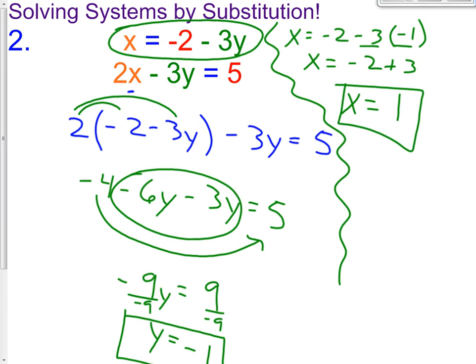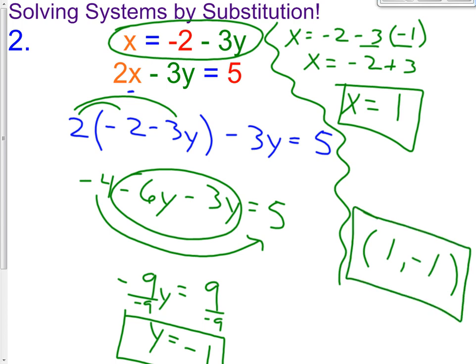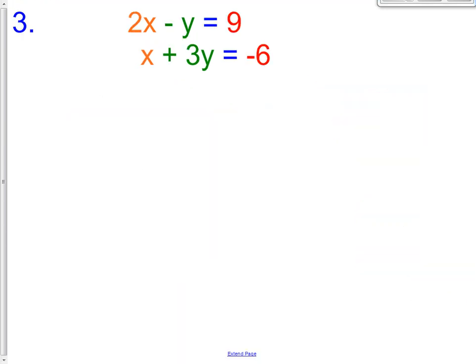So here's how I want you to answer your questions. I want it in an ordered pair because it is a solution on a graph. The x coordinate is 1. The y coordinate is a negative 1. So that's going to be our answer for problem number 2. You guys try problem number 3 on your own. Pause the video. Why don't you try that one?